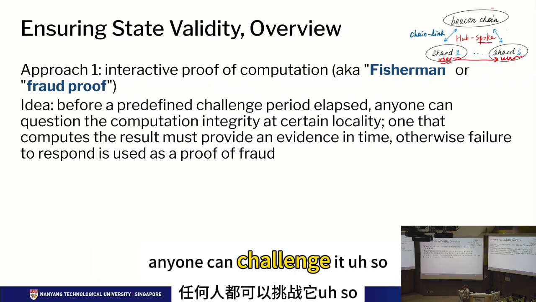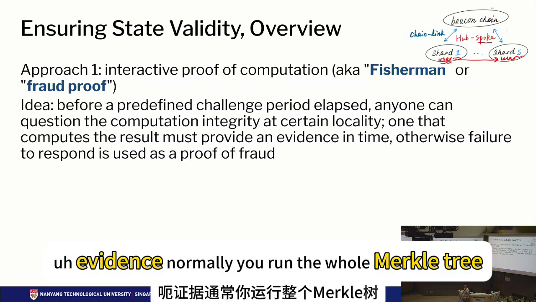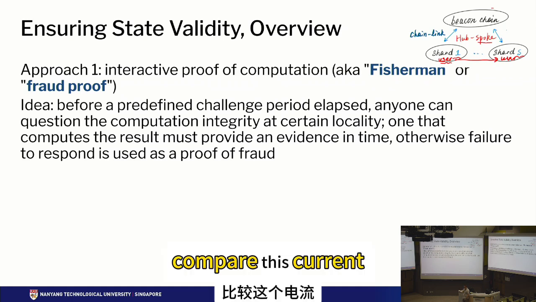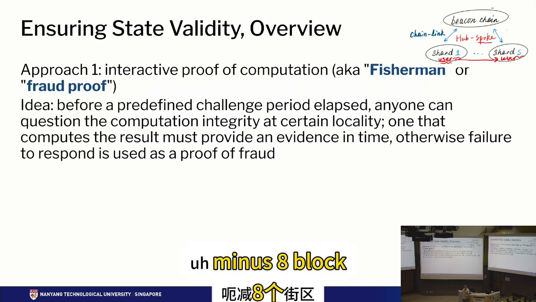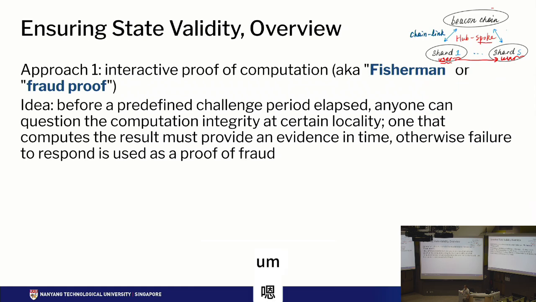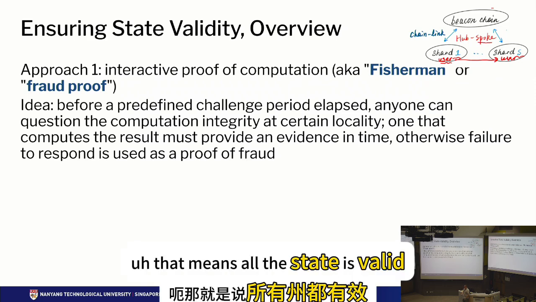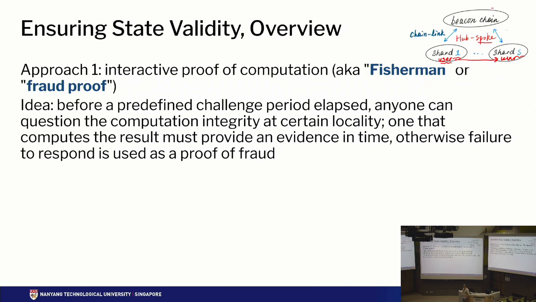Anyone can challenge it. Basically the way to challenge it is to provide evidence. Normally you run the whole Merkle tree and compare the current Merkle tree root state with the previous, maybe minus eight, block to compare the validity of the state. If no fraud proof can be generated, that means all the state is valid. So that's one approach to validate the state. Any question?